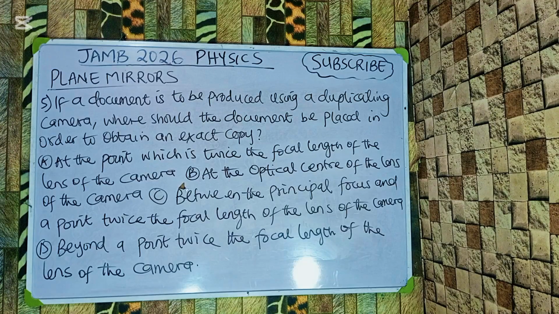Now looking at the options provided, the point at which this object should be placed so that it can be produced as an exact copy is at a point which is twice the focal length of the lens of the camera. Okay, if you still want me to explain how I chose this option A, drop it in the comment section. Let me do a sketch of how this can be produced to get the same size as the object. All right? Okay.